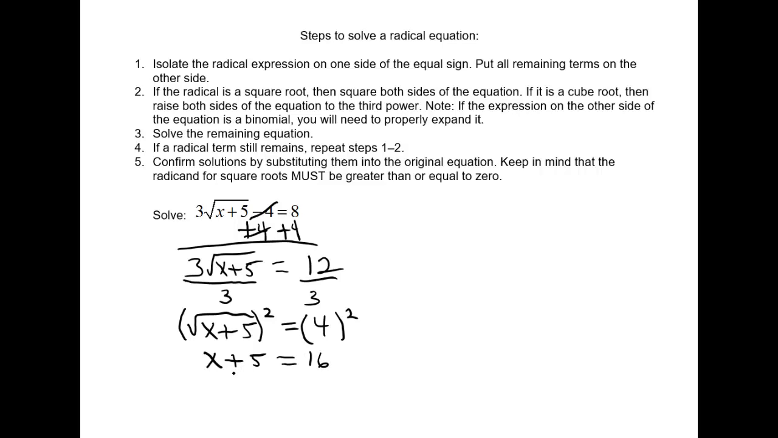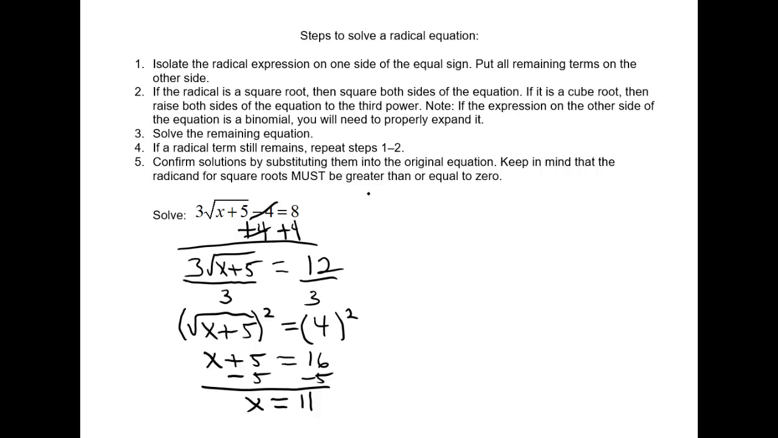So we're solving for x, so we'll need to subtract 5 from both sides of the equal sign. And this gives us x equals 11. So remember, we need to check our answer. So we're going to plug 11 in for x in our original equation.